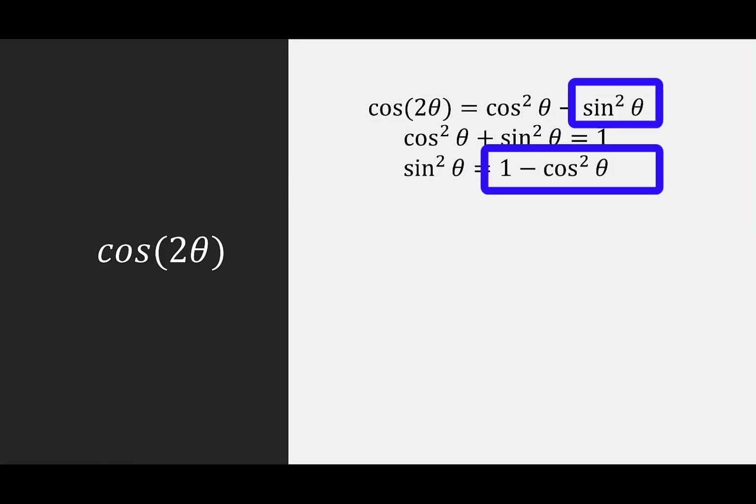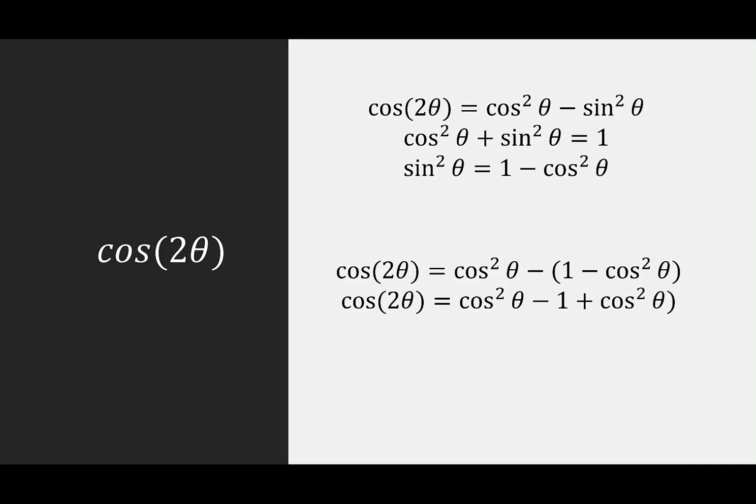When we put in the 1 minus cosine squared theta, though, I want you to put parentheses around this expression. Now we have cosine 2 theta is cosine squared theta minus parentheses 1 minus cosine squared theta. We need the parentheses to make sure we distribute the initial subtraction sign. If I push through the negative, I'll have cosine squared theta minus 1 plus cosine squared theta. The cosine squareds can be combined. Now I have cosine 2 theta is 2 cosine squared theta minus 1. This shows us there's 3 different ways to write the double angle for cosine.